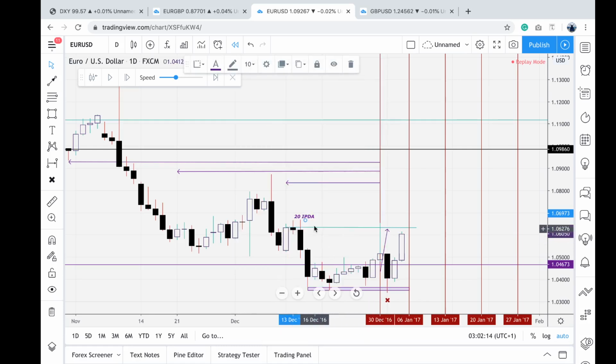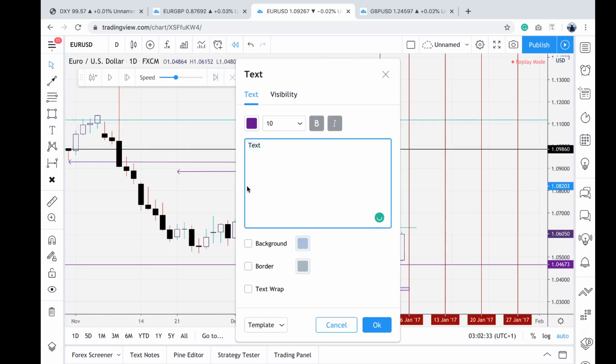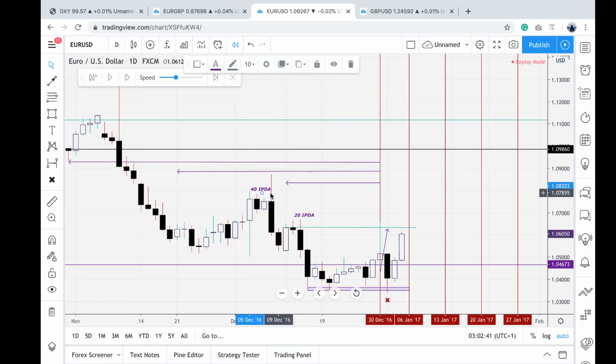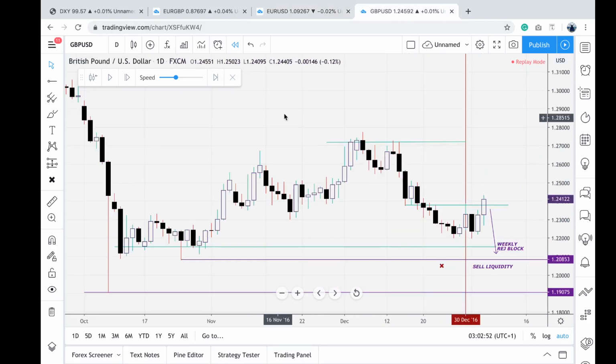That is why I want to see price get to that target. Because remember, the hedge funds trade or trail their stops based off 20-day IPDA ranges, meaning IPDA lows or IPDA highs. Okay, these are 20-day IPDA high, and this is a 40-day IPDA high. So once we break through this level, then I'll be looking for this level as next upside target in price. All right, so our target is almost met on Euro Dollar, and we go to British Pound.